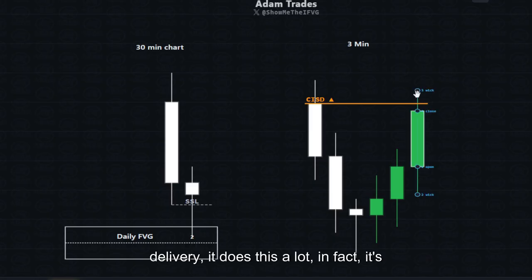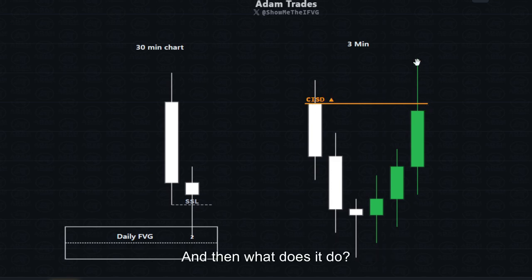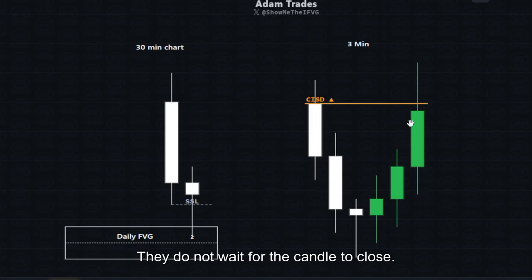It does this a lot. In fact, it's not even uncommon to do this. This is even worse. People will see this, they say, oop, displacement, I'm just going to get in early because I am too impatient to wait for it to close. And then what does it do? All it did was sweep this high, pull the liquidity, and go lower. And you get stopped out. I guarantee you, many people who are watching this video have been stopped out this exact way. They do not wait for the candle to close.